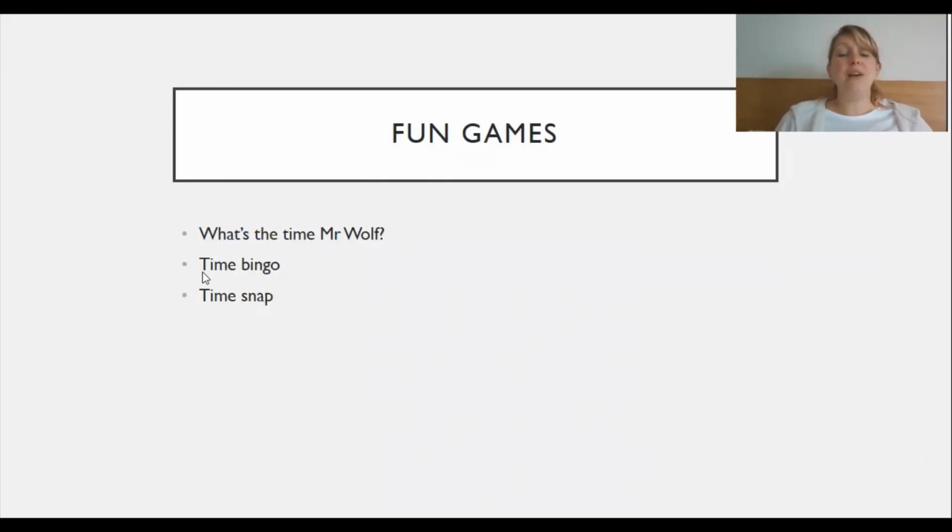You could also play time bingo. So you could make different times on clocks, and you could play bingo, or you could play snap and give it a go. This will all help you practice time in a fun and practical way.